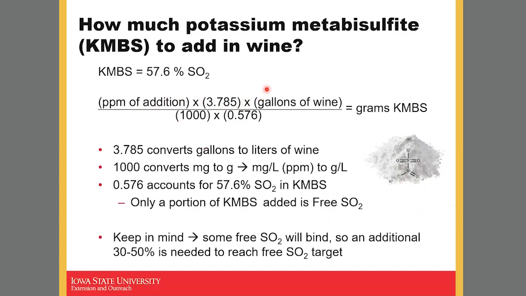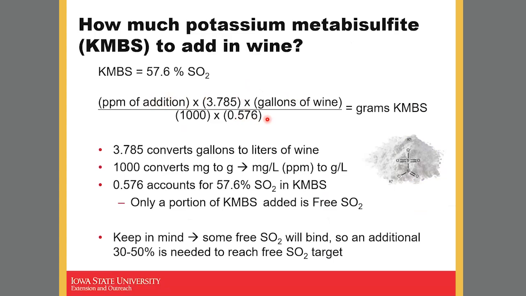Let's say we want to add potassium metabisulfite in 100 gallons of wine. So we're going to multiply the 79 ppm of free SO2 we want to add times 3.785 times 100. Then we divide everything by 1,000, which is just to convert between milligram and gram, and multiply by the percent of SO2 that is in potassium metabisulfite, so by 0.576.